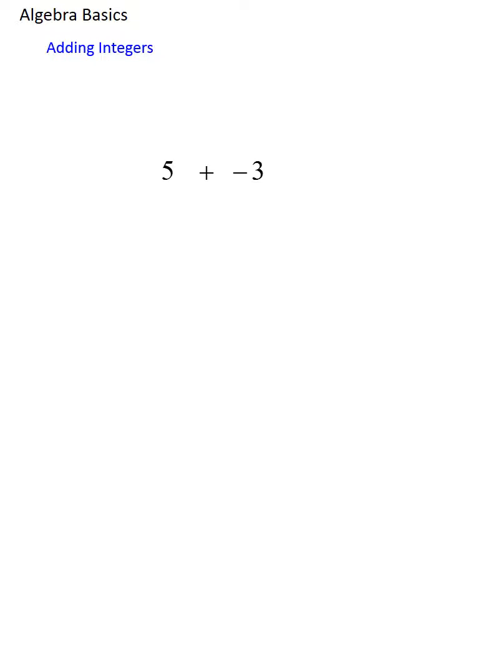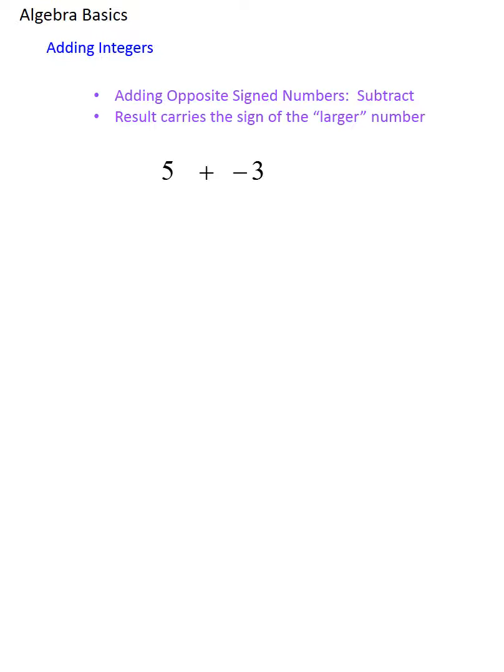Here's an example. Suppose we wanted to add 5 to the integer -3. Well, there's a rule that if you're adding opposite sign numbers, you subtract and you carry the sign of the larger number. Let me explain.